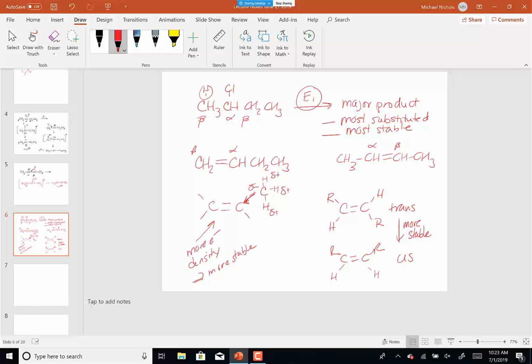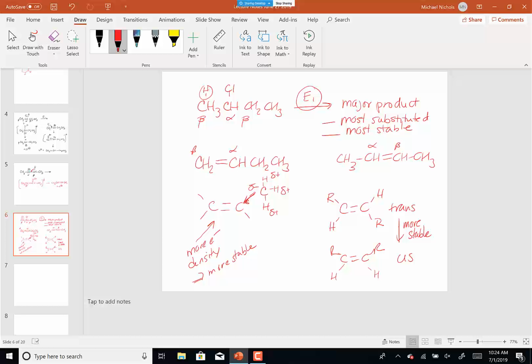And again, you can have a maximum of 4. And anything that's not an alkyl group is going to be a hydrogen. So you can also count hydrogens and say, oh, that double bond has 2 hydrogens, therefore 4 minus 2, it has 2 alkyl groups. If it has 1 hydrogen, it has 3 alkyl groups. So the more stable, the more substituted, I'm going to use those synonymously for double bonds. The more substituted is the more stable.